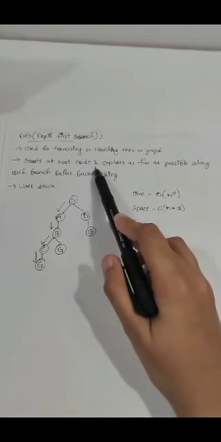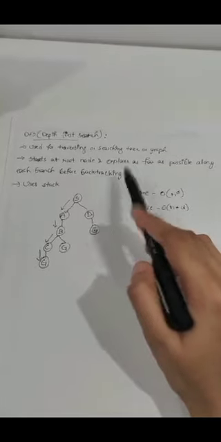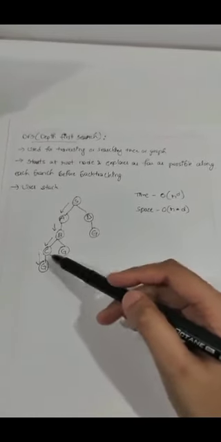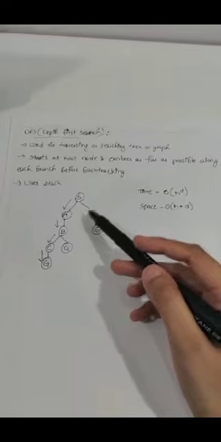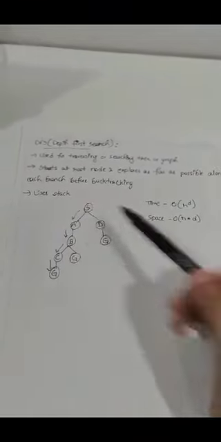So it starts at the root node and explores as far as possible along each branch before backtracking. If it finds a solution, then it doesn't take any backtracking step. So in DFS we use a stack, which is the last in first out technique.